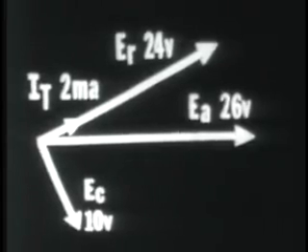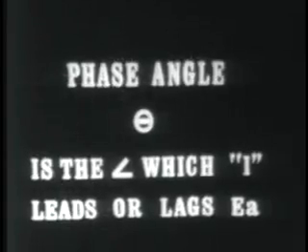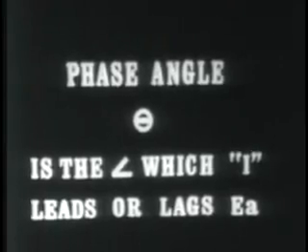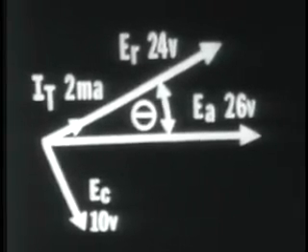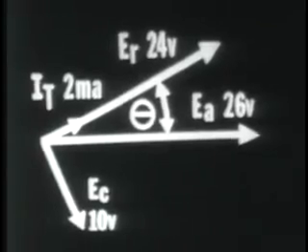Now we have a very important angle here, and that is the angle between EA and IT, and this is referred to as the phase angle. We'll define this angle as the phase angle theta, or theta is the angle with which current leads or lags the applied voltage. In our vector, here we have this angle shown, the phase angle, and IT is leading EA, so we have a leading phase angle. And the angle would be plus 22.6 degrees.